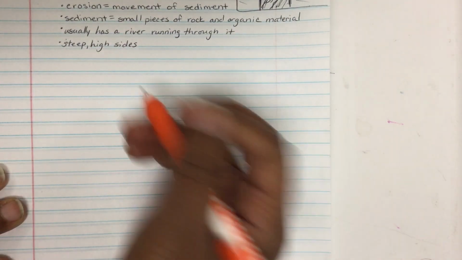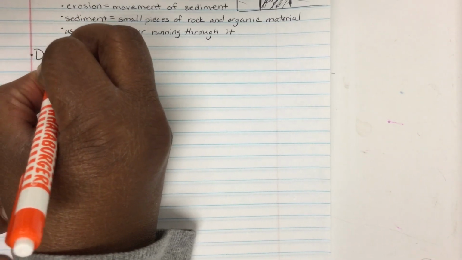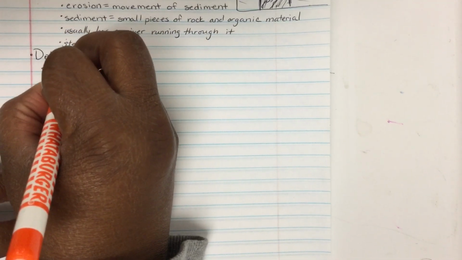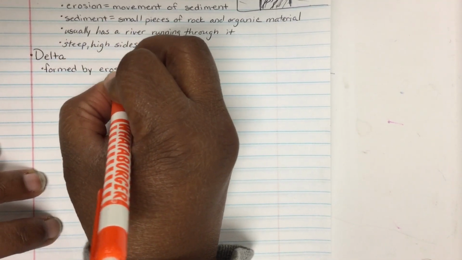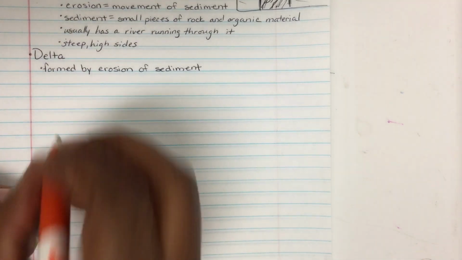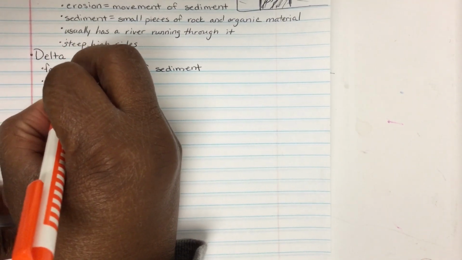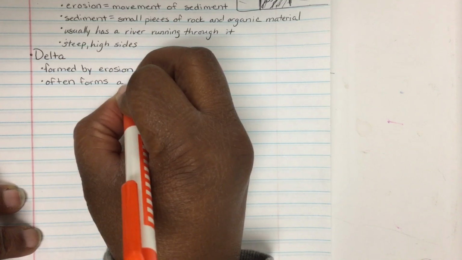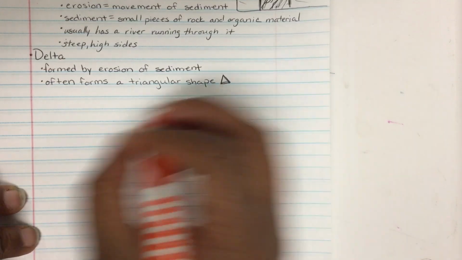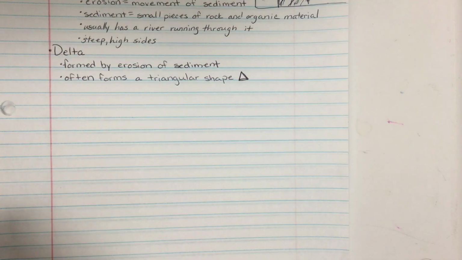Next, we're going to talk about deltas. A delta is also formed by the erosion of sediment. Deltas often form into triangular shapes. Deltas are also where rivers empty into a larger body of water, so a lake or an ocean or a gulf.